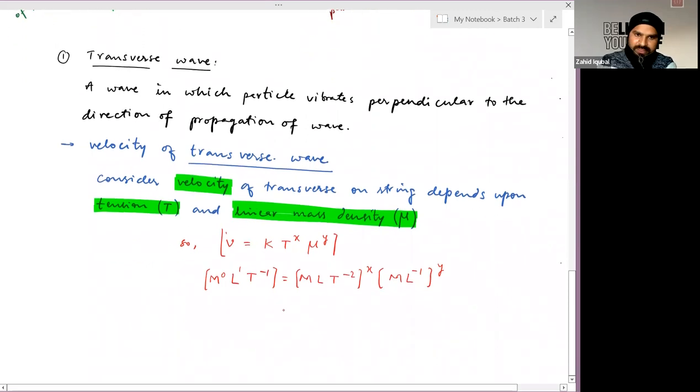Now, if we further simplify it, M raised to x from the first part and M raised to y from the second, so it will be M raised to x plus y. Similarly for L it will be x minus y, and for T it will be minus 2x. Now, according to dimensional analysis, just compare the exponents on either side for the same term.